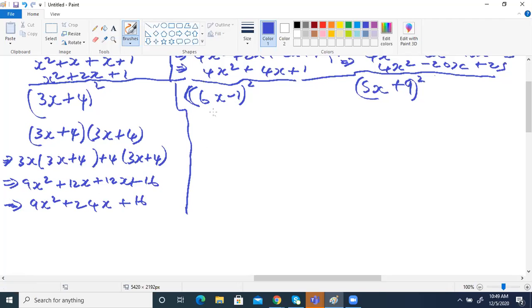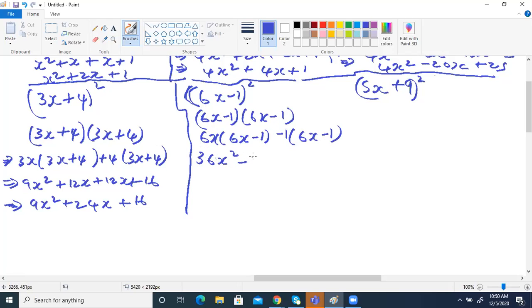What about this one? All right. For that one, sir, I got 36x squared minus 12x plus 1. So we go 6x minus 1 times 6x minus 1, and then we'll go through nice and smooth. So this is 36x squared, minus 6x, minus 6x plus 1, 36x squared minus 12x plus 1. Nice.